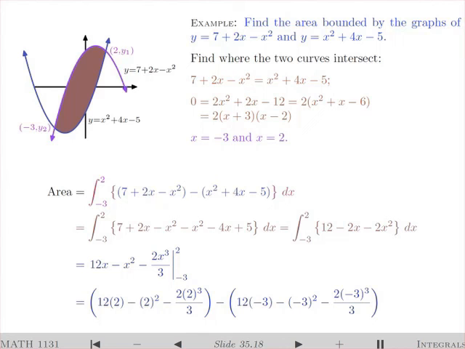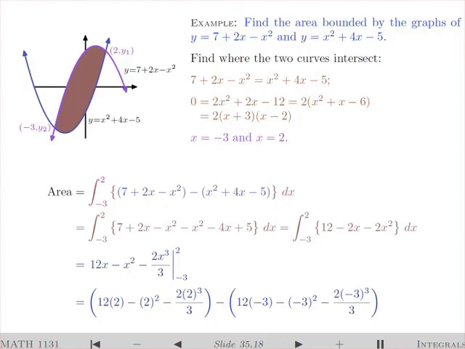One way to check that you're subtracting in the correct order is to just pick some number in between these two, for example 0 in this problem, and verify that the function you are integrating is positive for that x value. If x is 0, this function is 12, which is positive, and that tells me that I am in fact subtracting in the correct order.